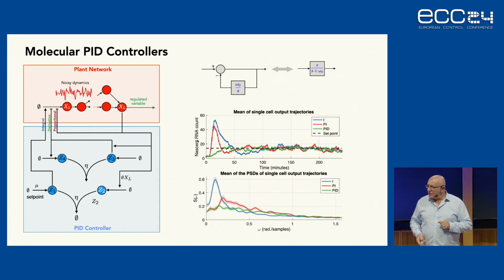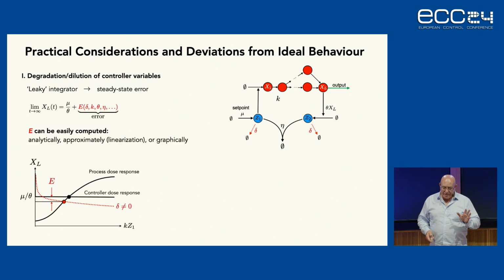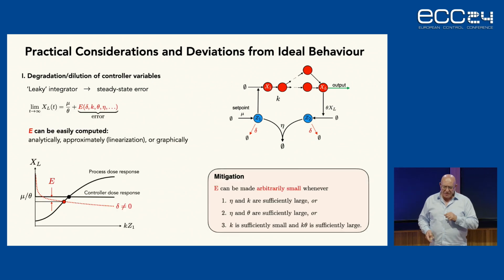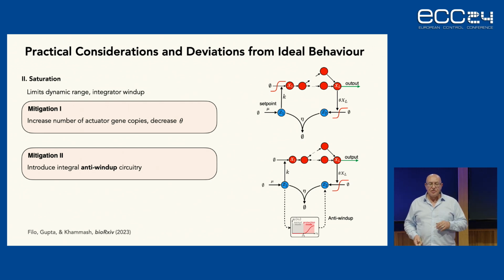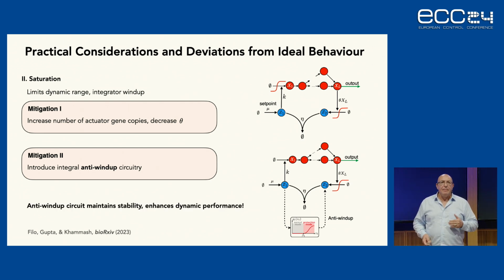All right, I'm running out of time, I think. I will just highlight one problem that could arise, and that is you can have dilution or cell growth that could make this a leaky integrator, and there are ways to circumvent it. And of course, saturations are expected any time you have a gene circuit, genes saturate, and so one can devise anti-windup schemes for the same reason that we like to build anti-windup schemes for integral controllers in engineered systems.